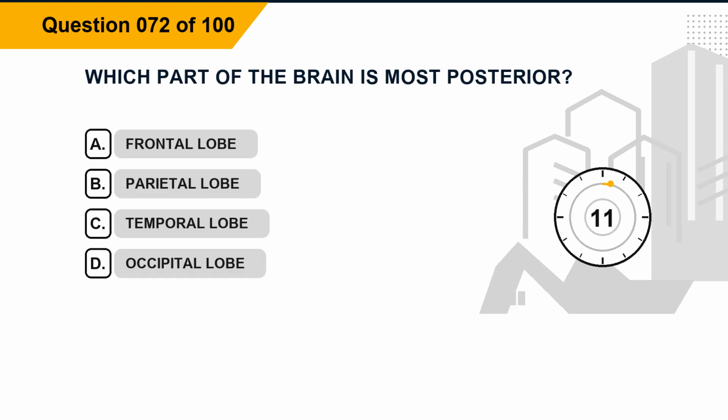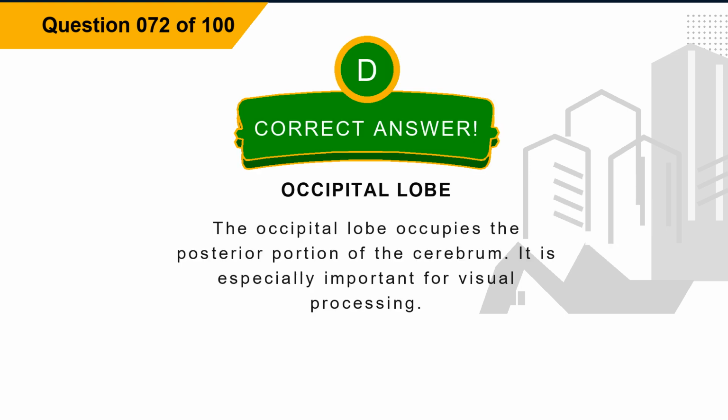Question 72. Which part of the brain is most posterior? Option A, frontal lobe. Option B, parietal lobe. Option C, temporal lobe. Option D, occipital lobe. The correct answer is option D, occipital lobe. Explanation. The occipital lobe occupies the posterior portion of the cerebrum. It is especially important for visual processing.